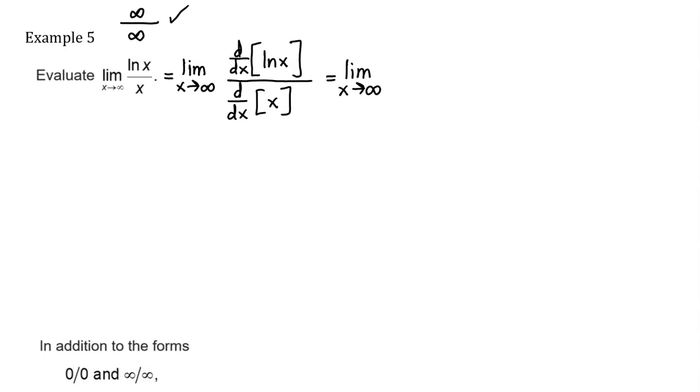The derivative of natural log x in the numerator is simply 1 over x, and the derivative of x in the denominator is just 1. So now we are just left with the limit as x goes to infinity of 1 over x. And because the denominator has a higher degree than the numerator, this limit goes to 0.